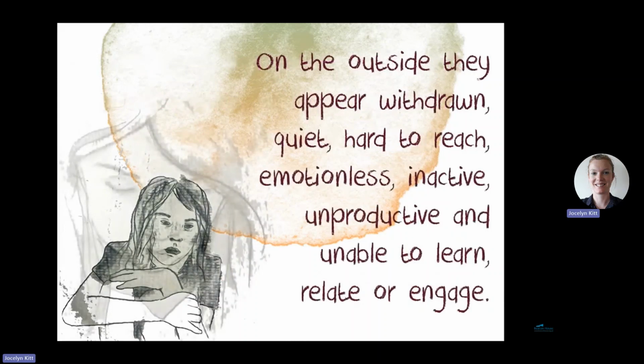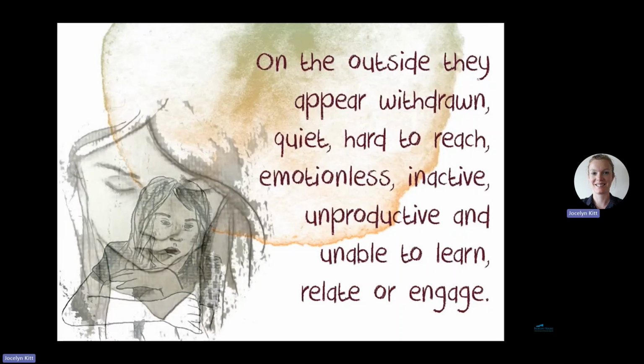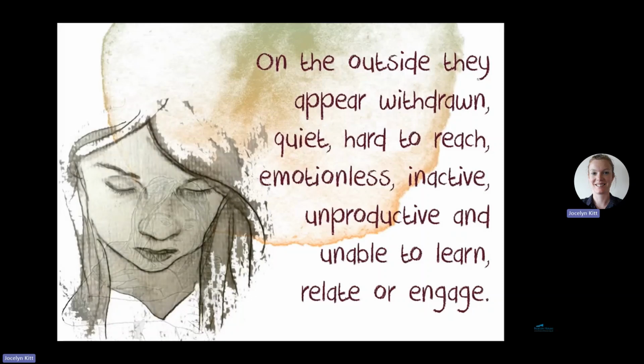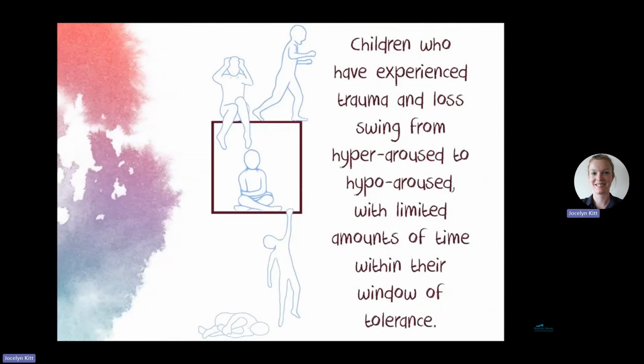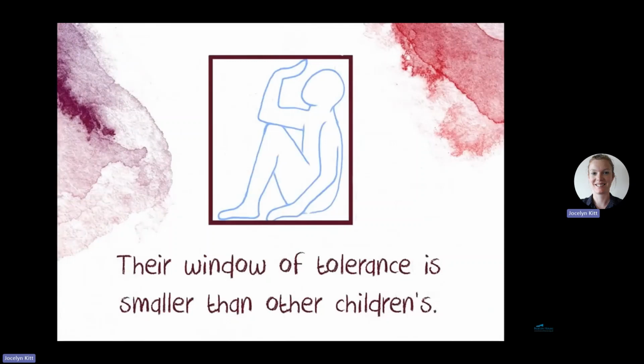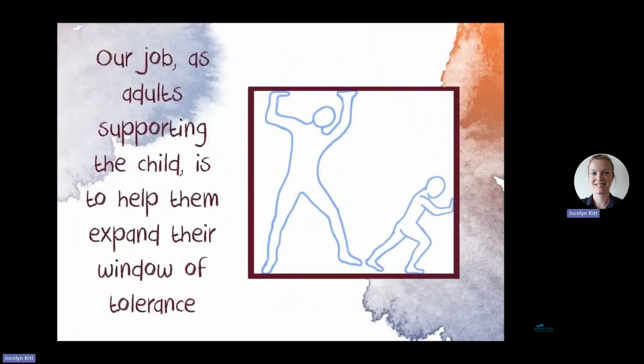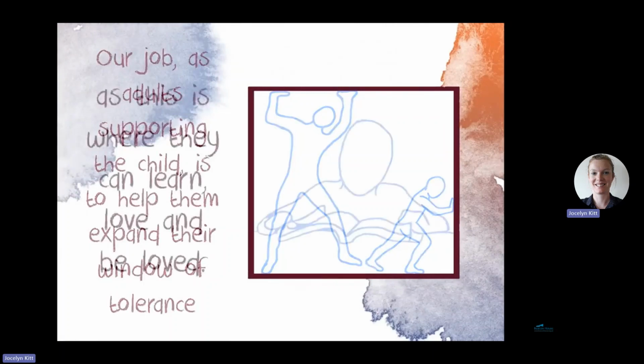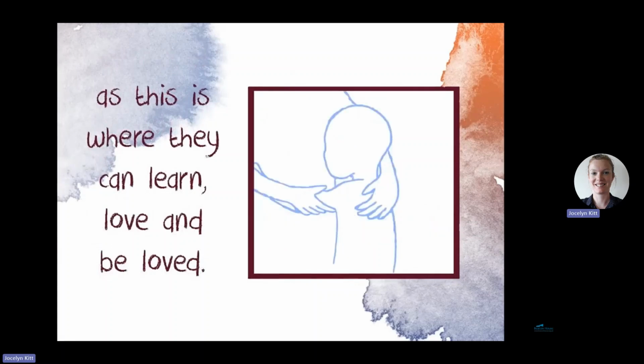On the outside, they appear withdrawn, quiet, hard to reach, emotionless, inactive, unproductive, and unable to learn, relate, or engage. Children who have experienced trauma and loss swing from hyper-aroused to hypo-aroused with limited amounts of time within their window of tolerance. Their window of tolerance is smaller than other children's. Our job as adults supporting the child is to help them expand their window of tolerance, as this is where they can learn, love, and be loved.